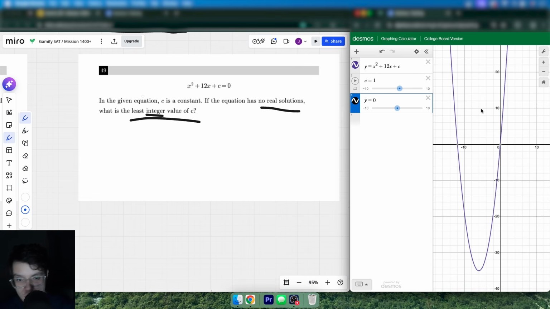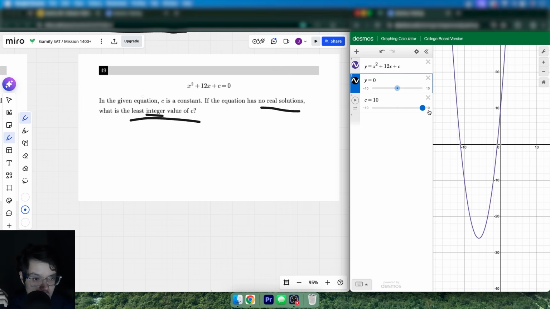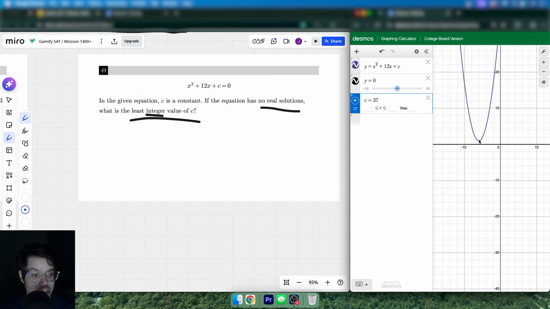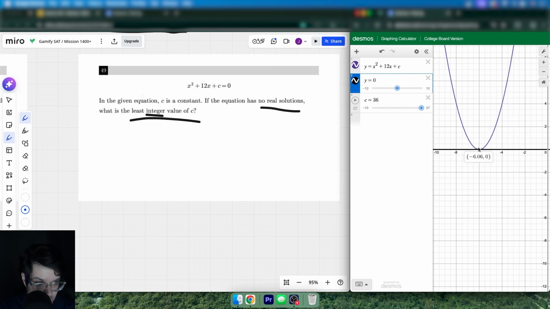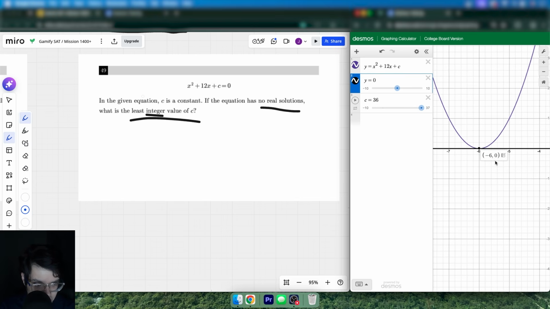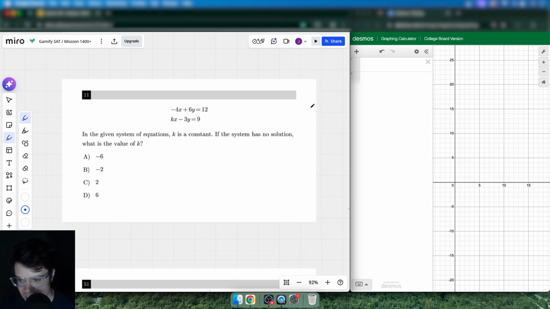Remember this problem over here, this is why it worked. What I literally did there was I made both of them into an equation, into a function, and I just found where would I have to make C go to make it so it never touches a single place. The only one we can choose is 37. Here there's no intersection. If I make it 36, yes, there would be at least one intersection at this one place here, -6.